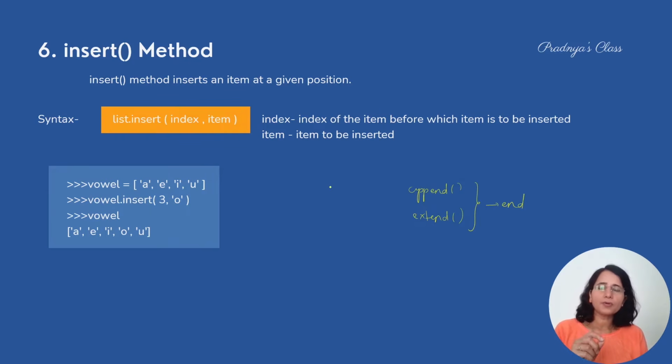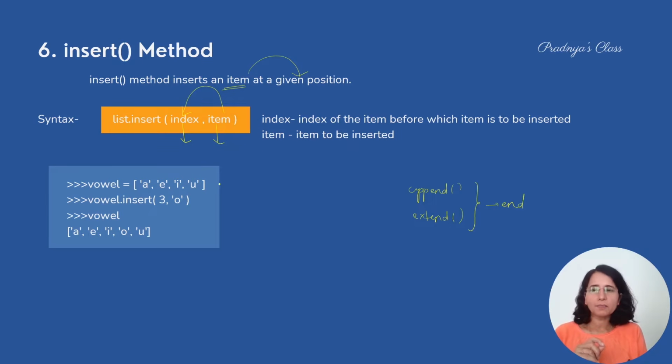Let's take one scenario. If in between the academic session, one student took the admission. Now I want the name of the list in the alphabetical order. So I cannot add the name at the end of the list. I have to add that name at the proper position. So if you want to add an item at the given position, we can use the insert method. So here we mention the index and we mention the item.